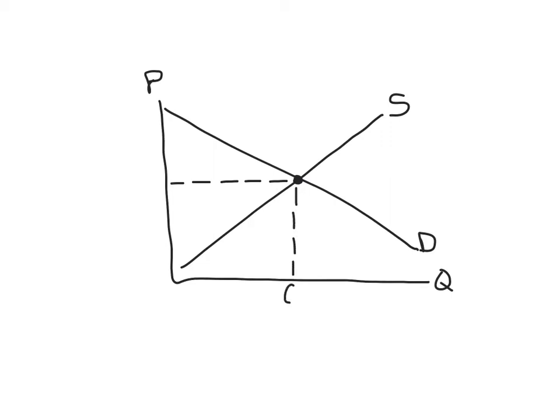So to see that, here we have our standard supply and demand model at equilibrium. And we remind ourselves that the supply curve represents the marginal cost of producing a product, while the demand curve represents the marginal benefit. So at equilibrium, marginal benefit equals marginal cost, right?